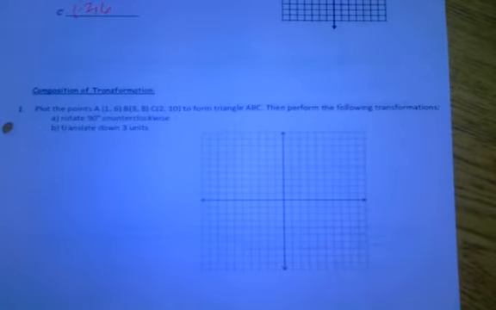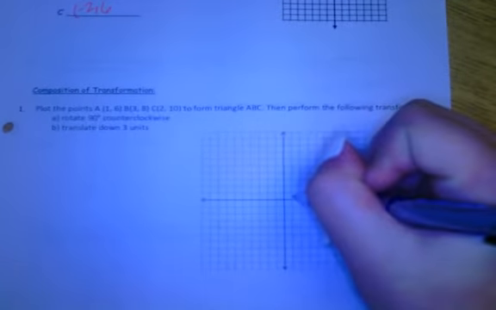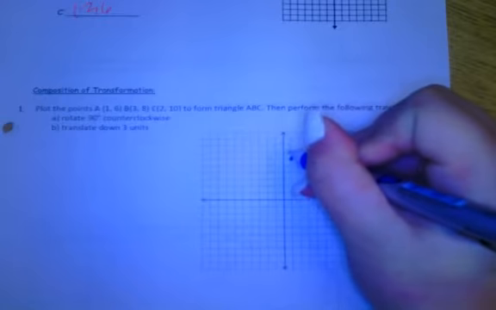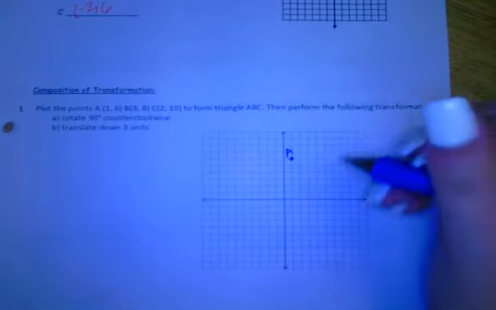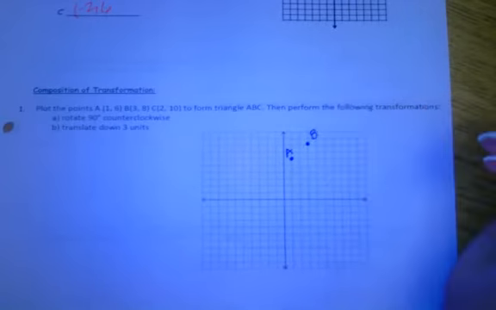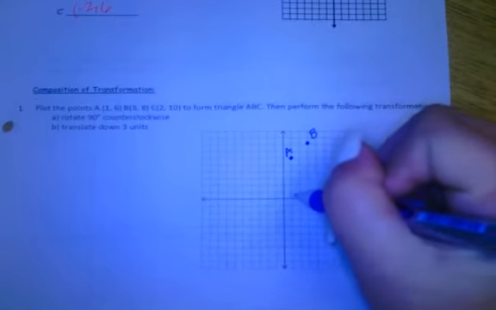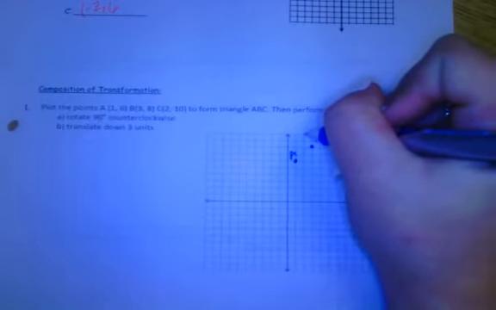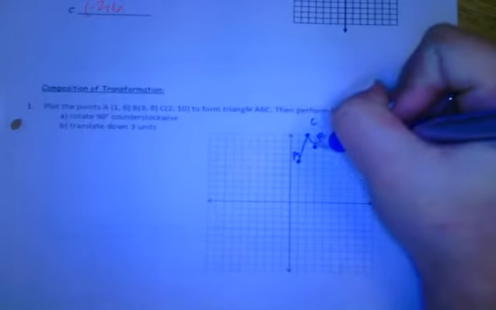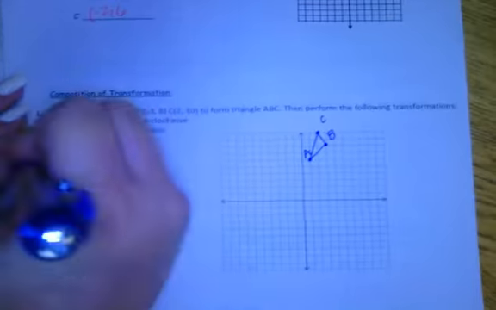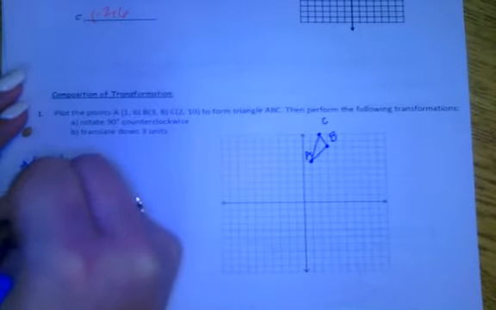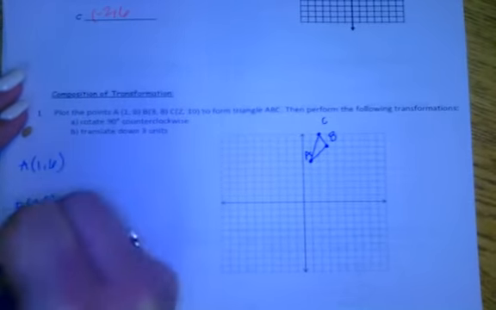So everybody plot those 3 points. A is at 1, 6. B is at 3, 8. C is at 2, 10. And I'm also going to write mine over here. A is at 1, 6. B is at 3, 8. C is at 2, 10.